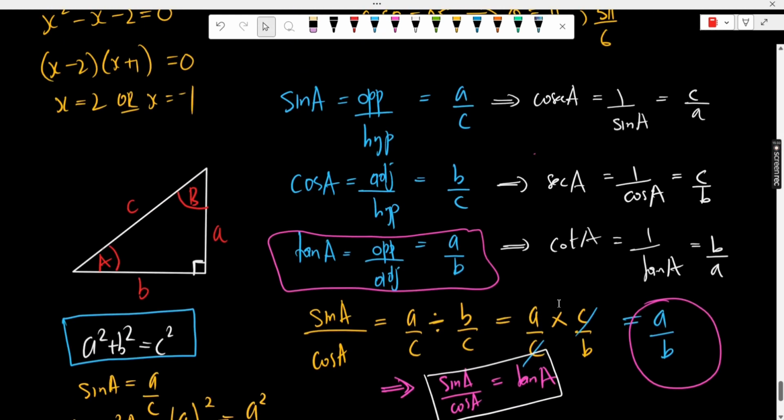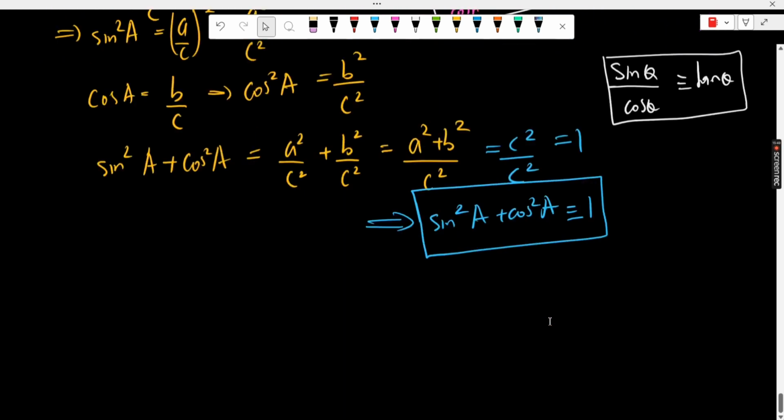Now, I also did introduce the minor trig functions, namely cosec A, sec A, and cot A. And of course, we're going to show identities related to those ones as well.